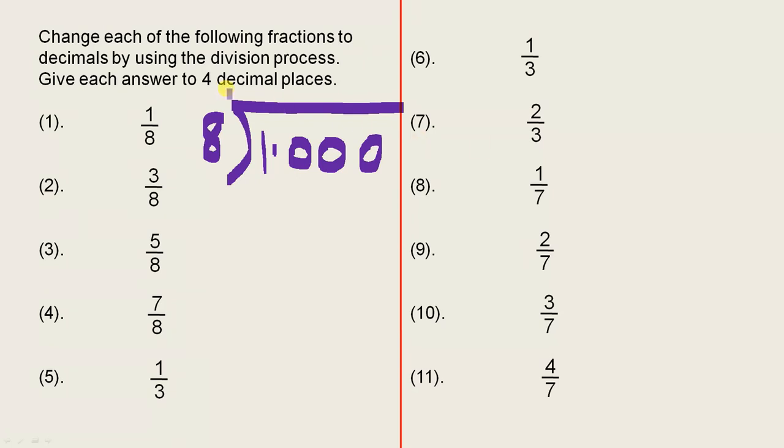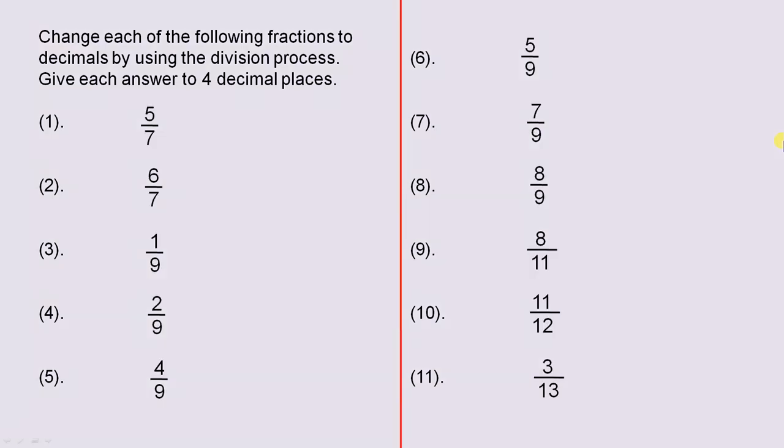Now it says here to 4 decimal places. Now sometimes you'll get recurring decimals where you can put the little dot to show that they recur. Other times they don't. There's no pattern whatsoever. So just write the answer to 4 decimal places. Change each of the following fractions to decimals by using the division process. Give each answer to 4 decimal places. Okay, so the same principles apply.